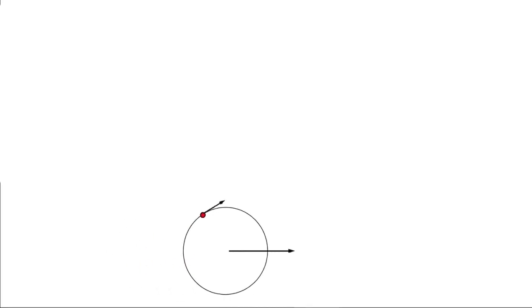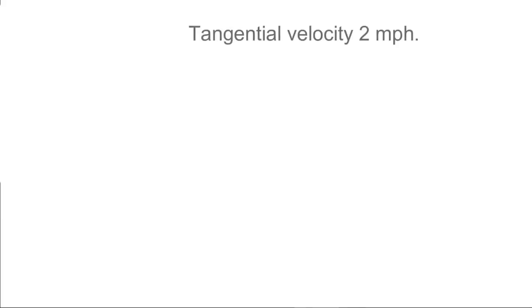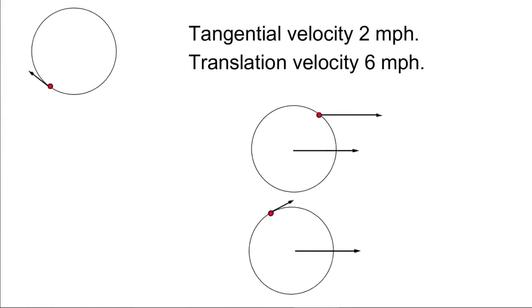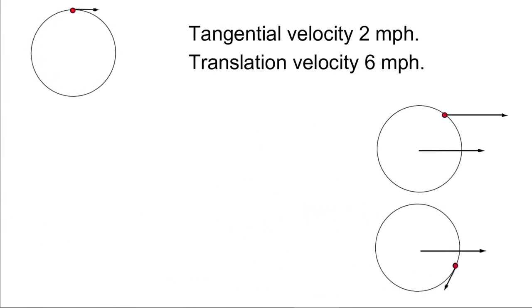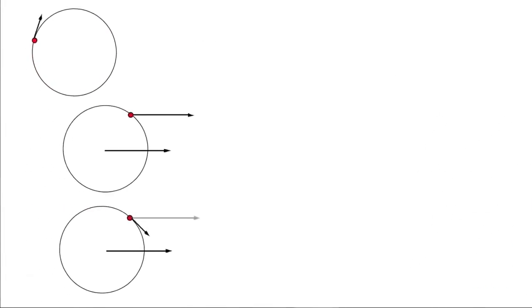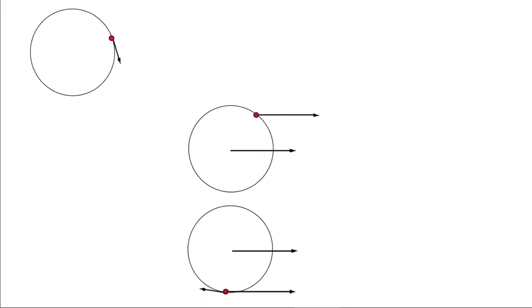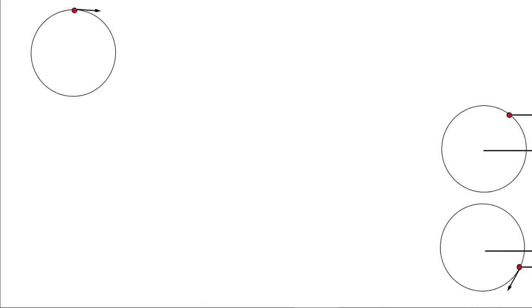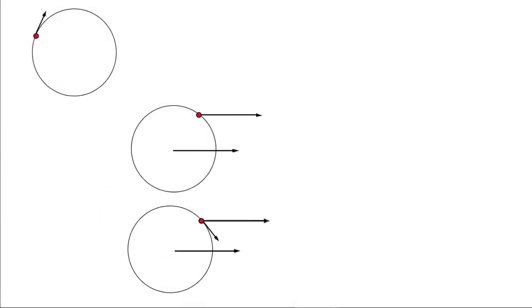We are looking down on the rotation. There are two velocities to consider for the mass: tangential velocity and translation velocity. As we have done before, both velocities are represented by a vector arrow. You can see the relationship between the arrows. The angle changes constantly.